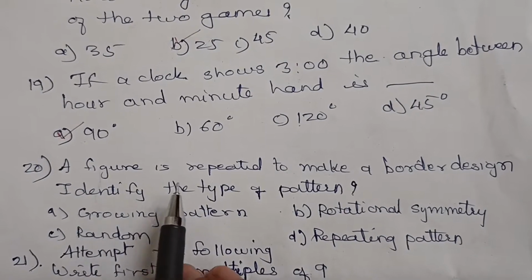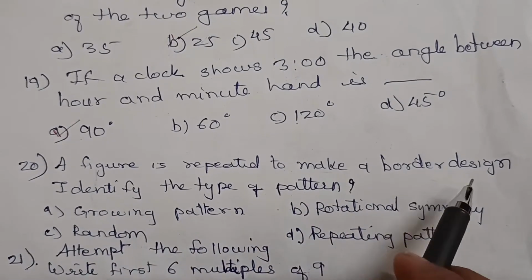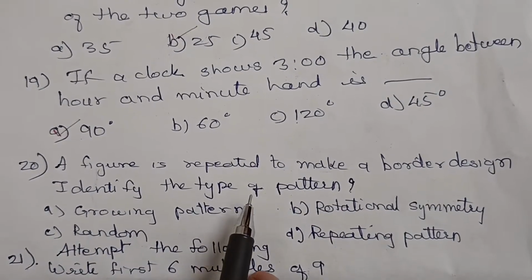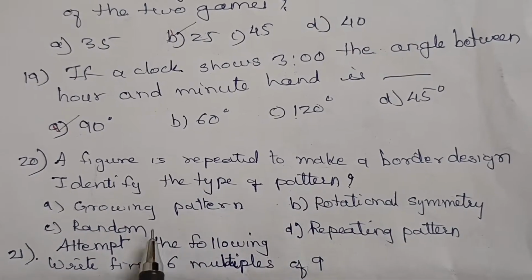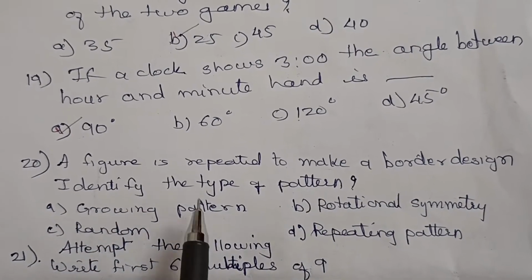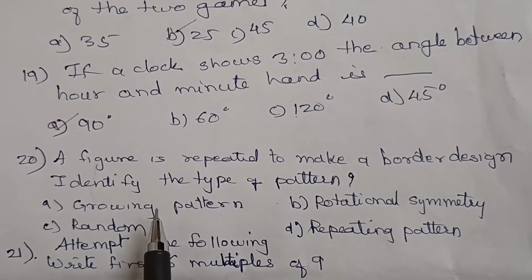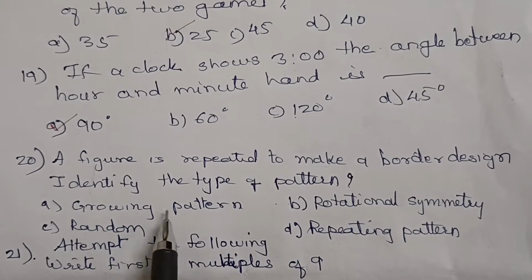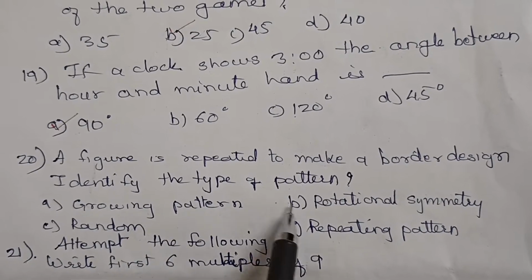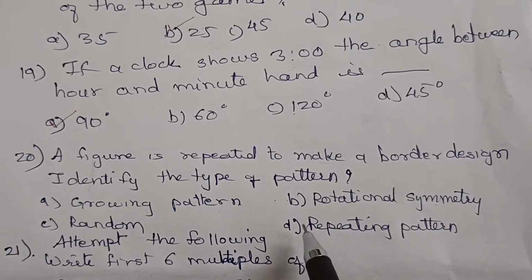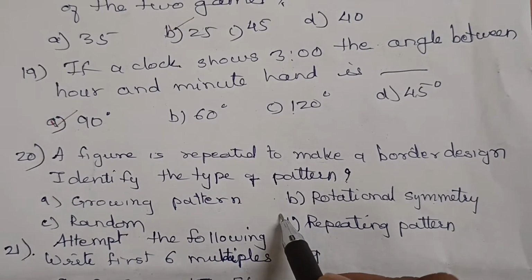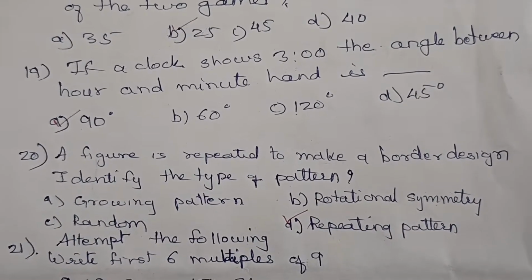Question number 20. A figure is repeated to make a border design. Identify the type of pattern. You must have seen the borders. Borders have the same designs repeated. Here the options given are growing pattern, rotational symmetry, random and repeating pattern. And the correct option is option D. It is a repeating pattern.